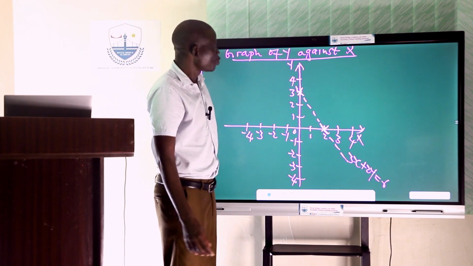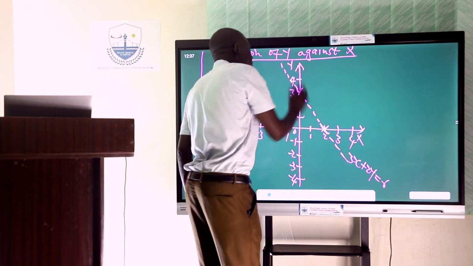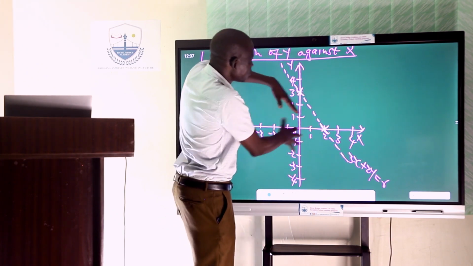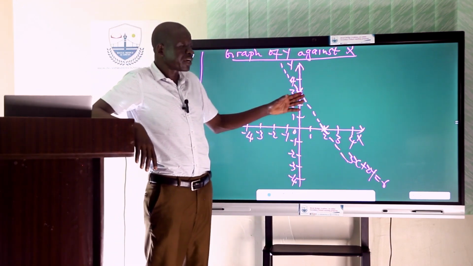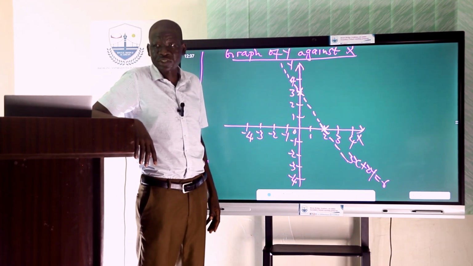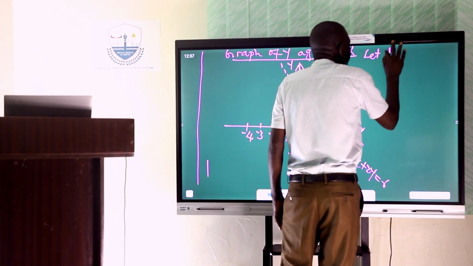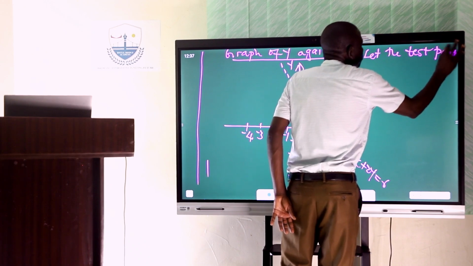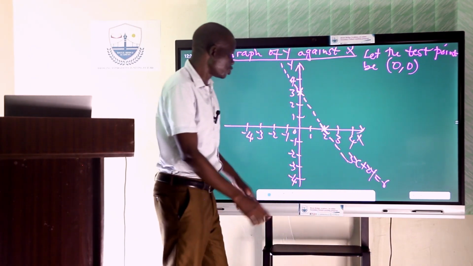So after that, we want to shade the unwanted region. Is this region wanted or is it unwanted? Is this region on the left wanted or unwanted? To know which part is wanted and not wanted, we use a testing point. So we can choose the testing point. Let the test point be, we can choose (0, 0).